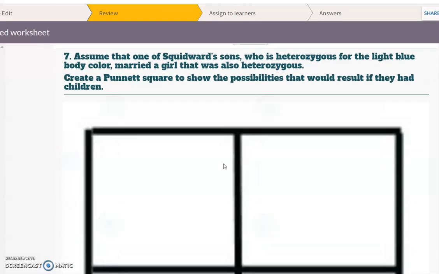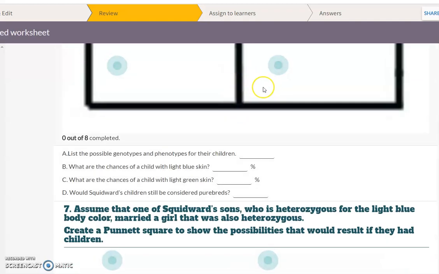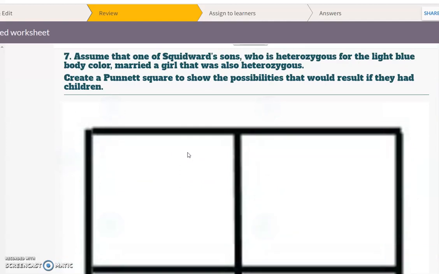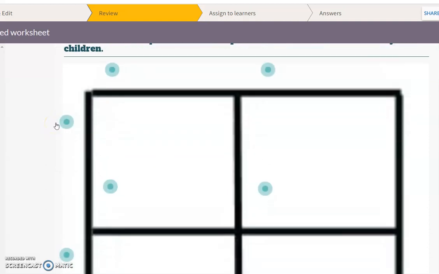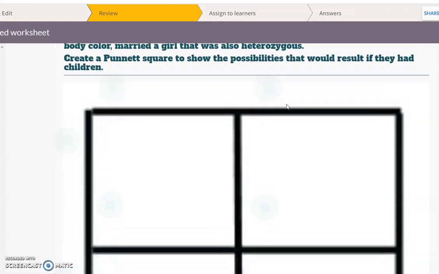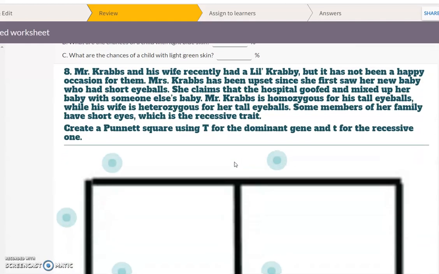We've got another follow-up here with one of Squidward's sons. You're going to take one of the kids from up here, one of the sons from up there, and you're going to cross them with a blue bodied colored whatever a Squidward is. So we'll put one of the Squidward kids here on the left and who we're marrying them off to at the top, who's heterozygous, and then their kids in the middle, and then analyze them.